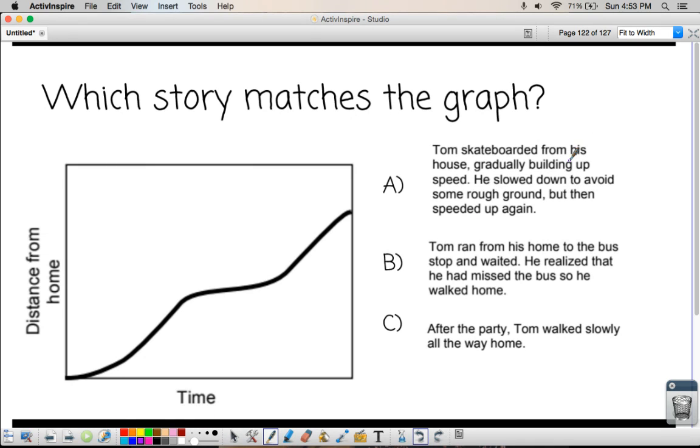So if we look at what's happening, Tom skateboarded from his house, gradually building up speed. Then he slowed down, and then he sped up again. B. Tom ran from his home, realized he missed the bus, and then he walked home. C. After the party, Tom walked slowly all the way home. So your answer here is A, because it looks the most like the graph we have.